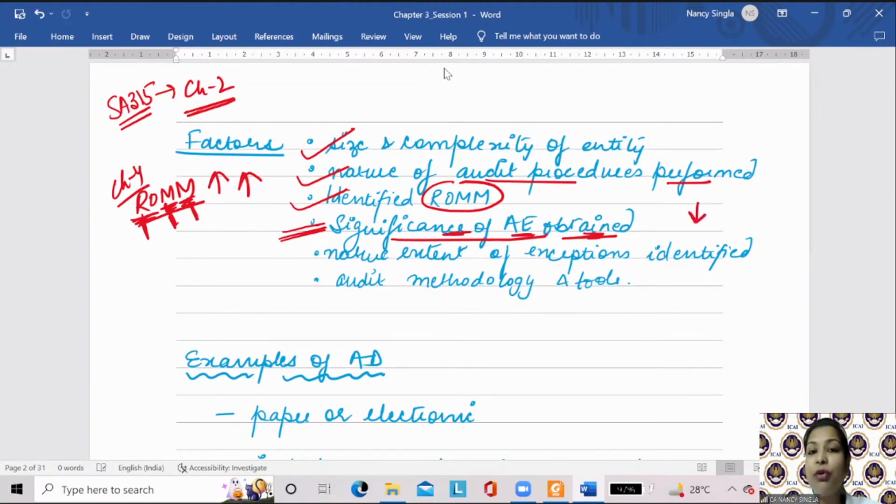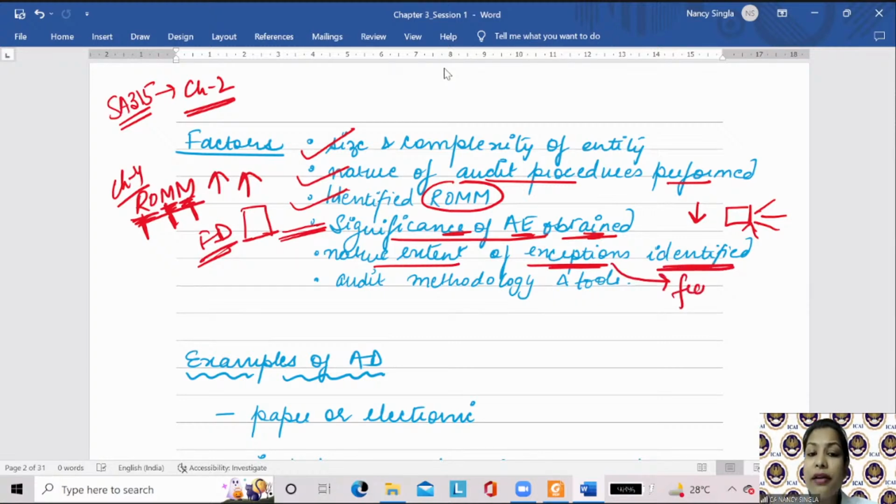If for any item of financial statement you are not able to obtain strong audit evidence, you will obtain two or more audit evidence with respect to that item. But for an item like the FD, where you obtain the direct original fixed deposit receipt, it is significant enough. So, significance of audit evidence obtained. Okay. Nature, extent of exceptions identified.